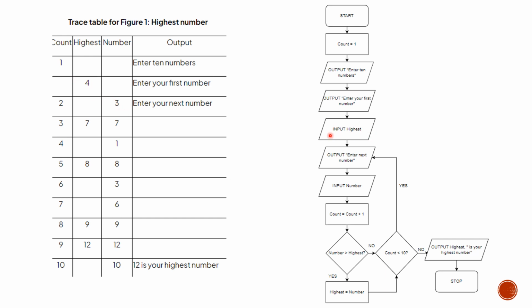Here there was a highest value as well. Number is 3 and highest is 4. So is it greater than? No, it's not greater than. So, is count less than 10? Yes, it's less than 10. So again, I'm going to go there. Enter your next number, and input number. I have entered 7 and so on. In the same way, I'm going to run this trace table to find out the highest number through this algorithm.